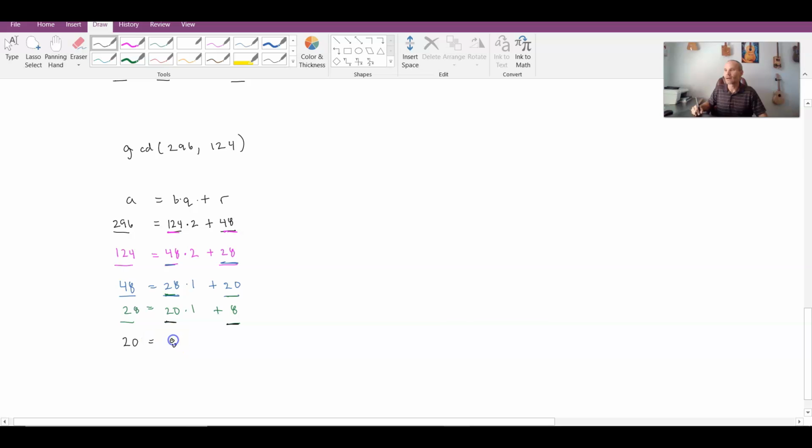8 goes into 20 2 times, leaves a remainder of 4. The GCD between 20 and 8 is the same as that between 8 and 4. So now I'll focus on 8 and 4. 4 goes into 8 2 times, leaving me with a remainder of 0. And hey, guess what? Because the GCD between 296 and 124 is the same as 124 and 48, is the same as 48 and 28, is the same as 28 and 20, is the same GCD, and so on, this value right here represents my greatest common divisor. So my greatest common divisor is 4.